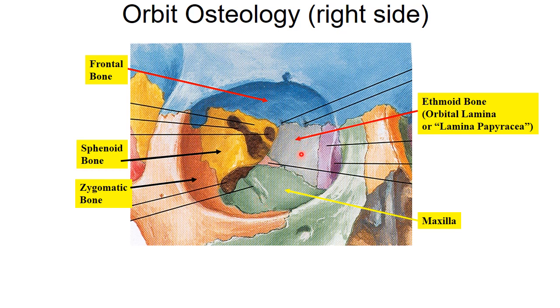Medial side of the orbit, don't worry about this guy. I'm not going to ask you to know who this guy is right there. I'm not even going to ask you to know what this bone is right here, but I would like you to know what this gray bone is right here. And this is actually part of the ethmoid bone.